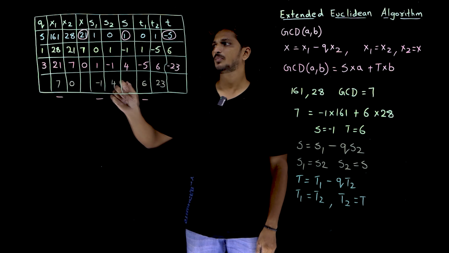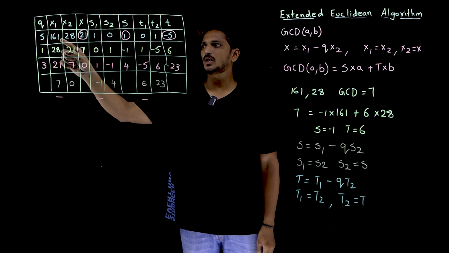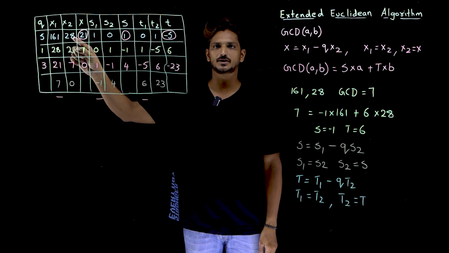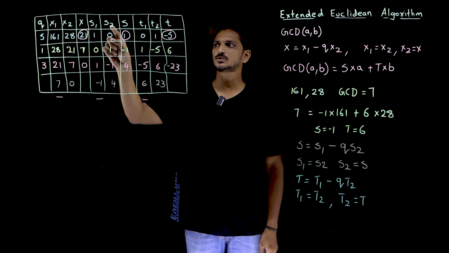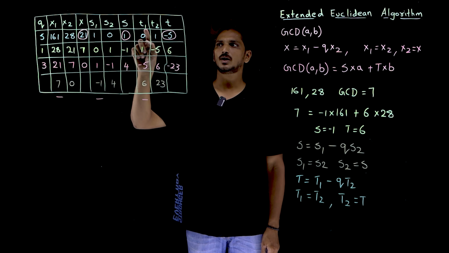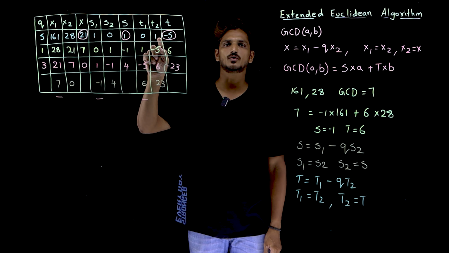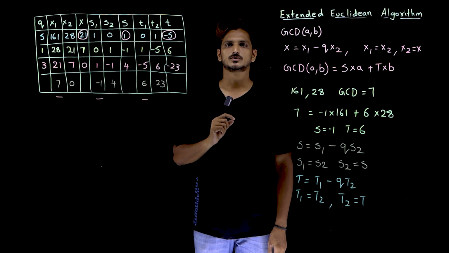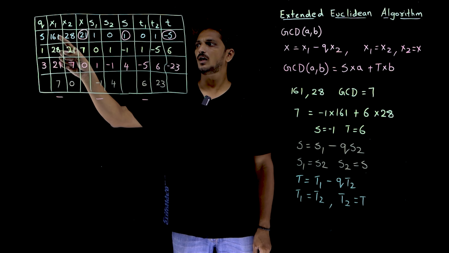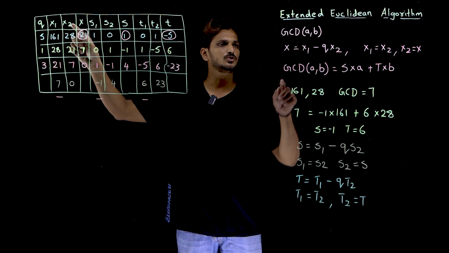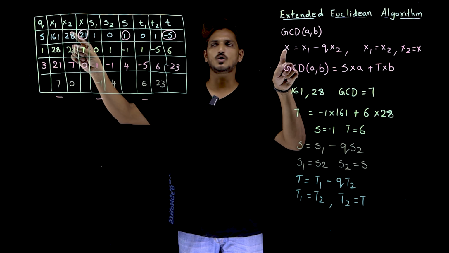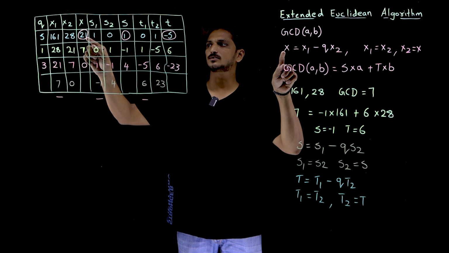Now coming to the example, initially X1, X2 values are 161 and 28. So initially S1, S2 values are 1 and 0. T1, T2 values are 0 and 1. So first we need to find X1, X2, apply this equation.